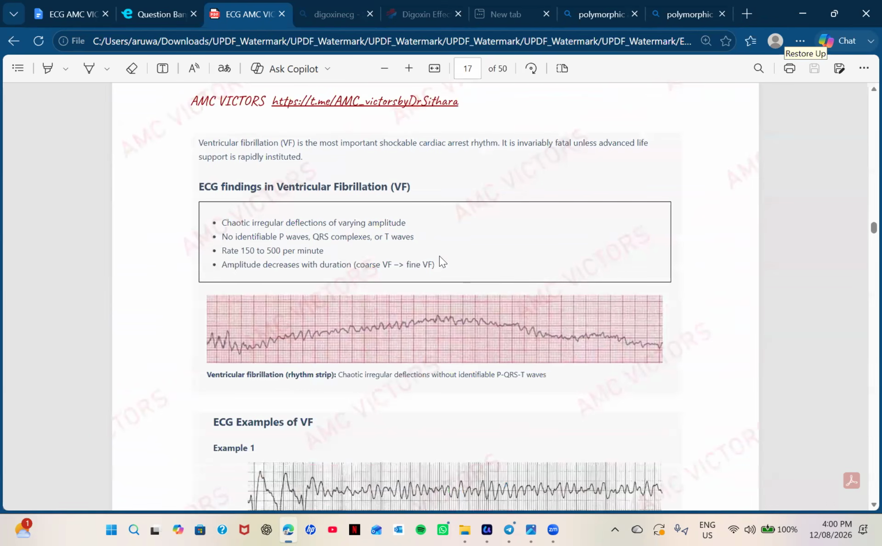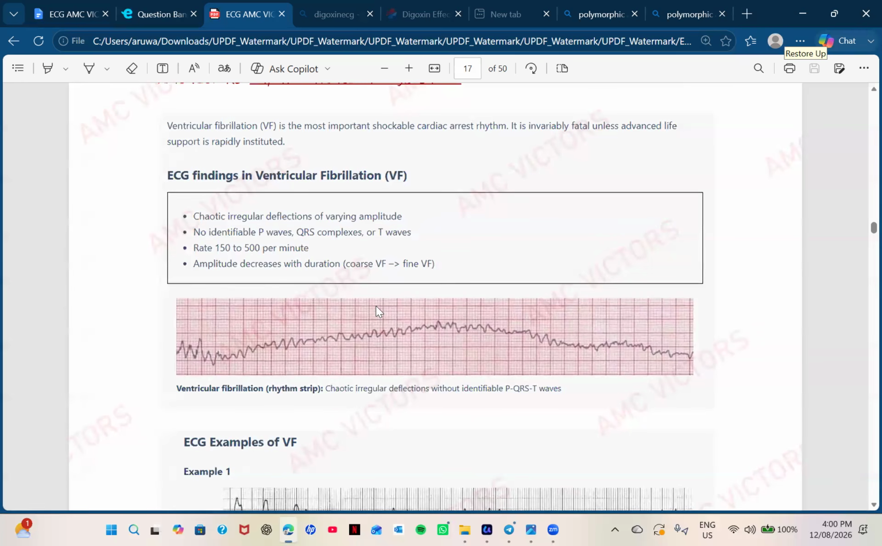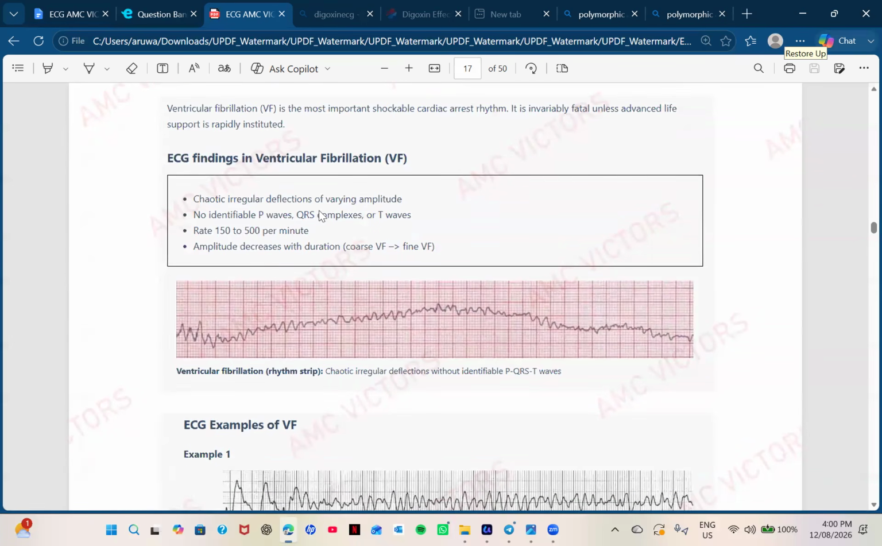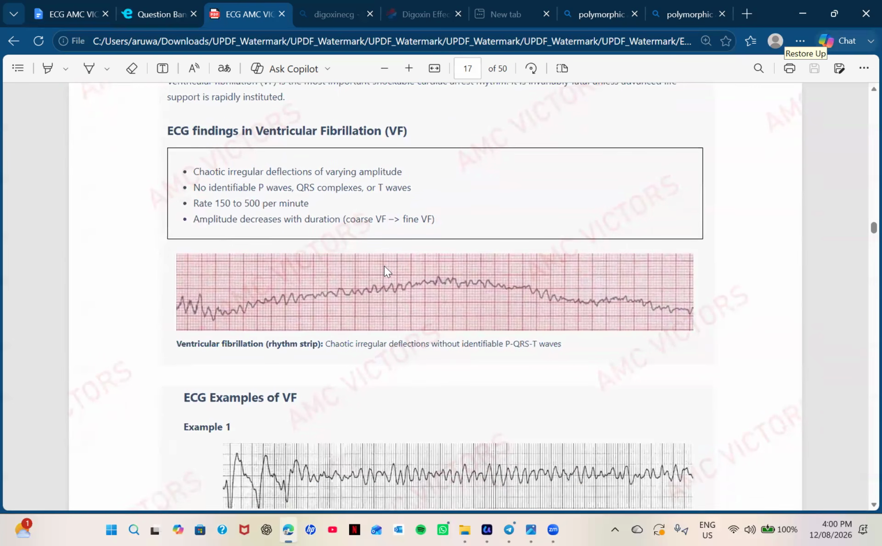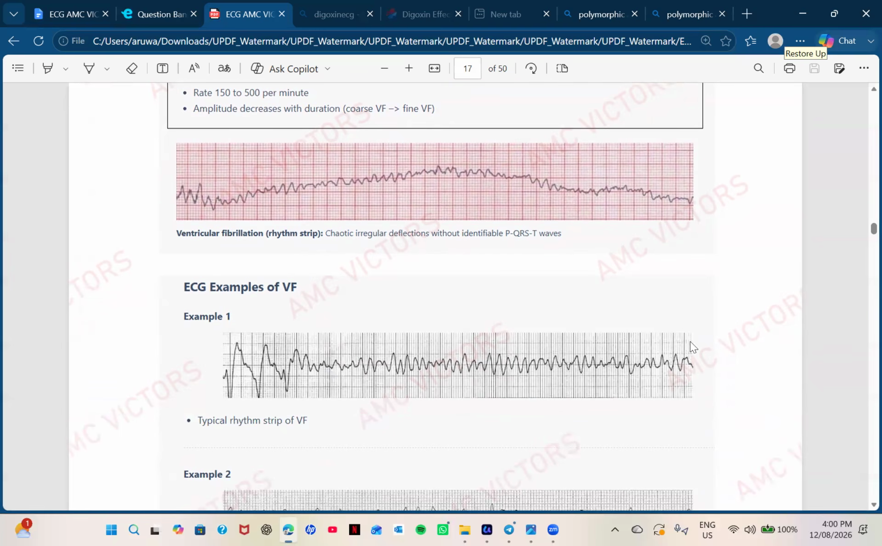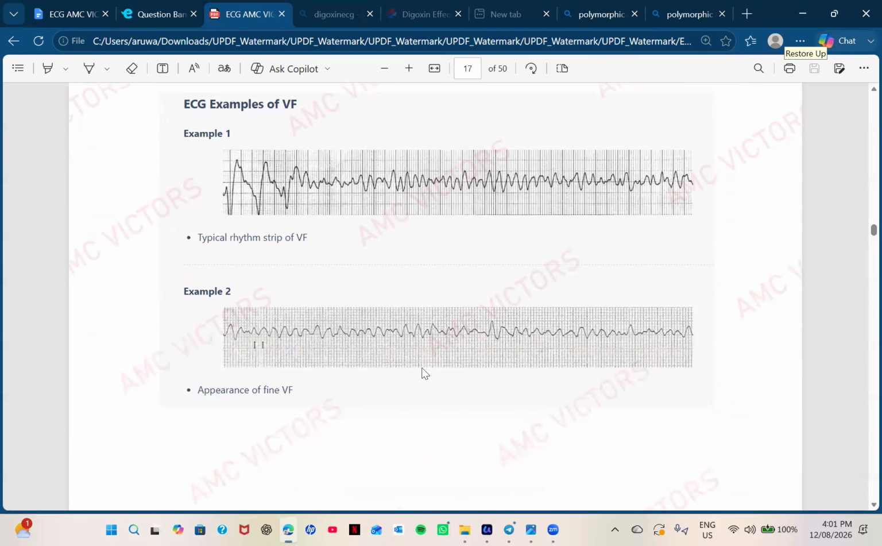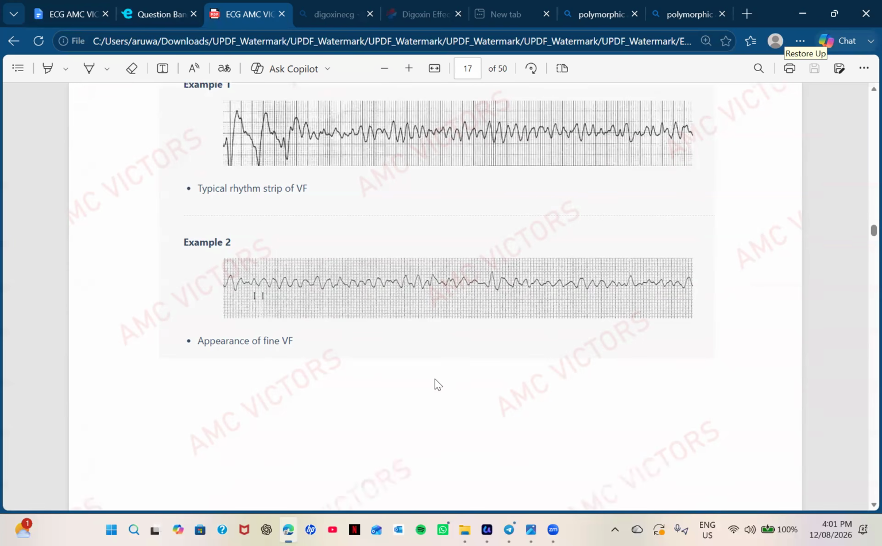Okay, here. Ventricular fibrillation: chaotic irregular deflections in varying amplitude, no identifiable P waves, QRS, or T waves, rate 150 to 500 per minute. Amplitude decreases with the duration. See here, there's no rhythm, no pattern, irregular, no wave pattern, no segment. Nothing can be seen here. We can't find any pattern. We also have coarse and fine VF. This one is better than this one, we call it fine VF.